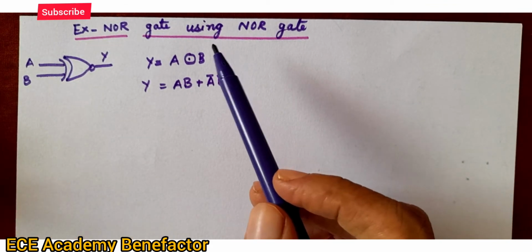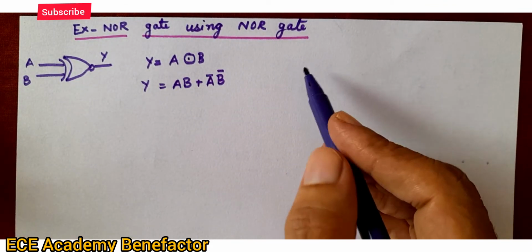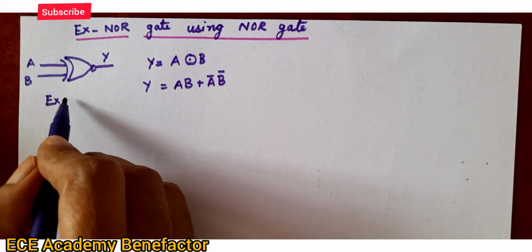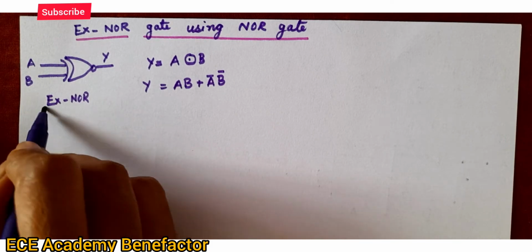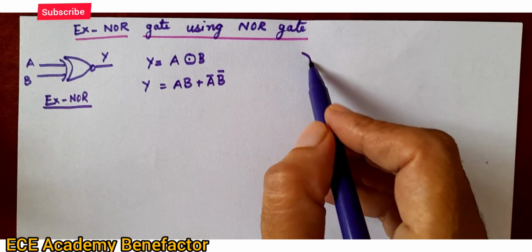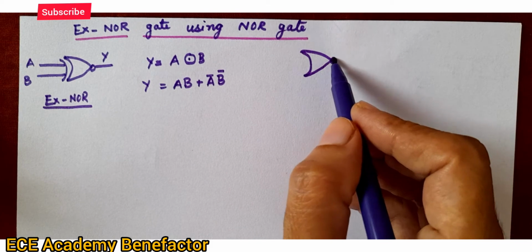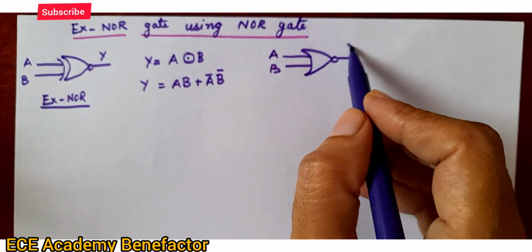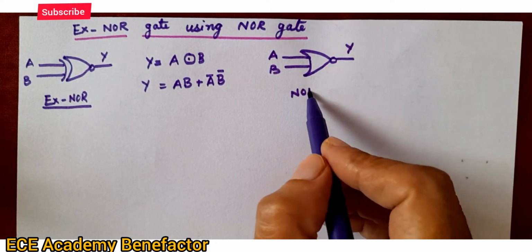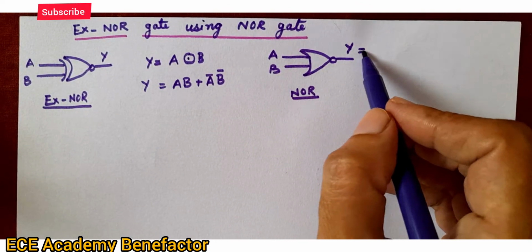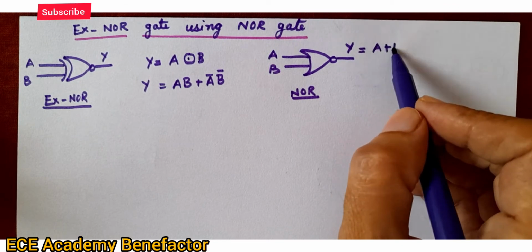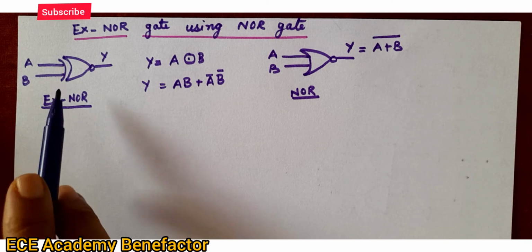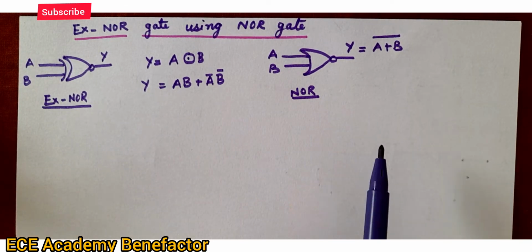We have to implement XNOR gate using NOR gate. The symbol of NOR gate is this one. The inputs are A and B, output is Y. This is a NOR gate. Coming to its expression, it is A plus B the whole bar. We have to implement this XNOR gate using NOR gate.